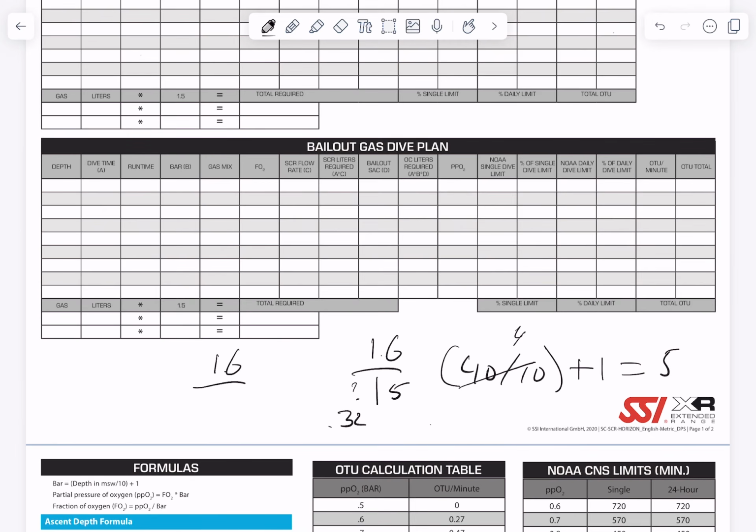So we have 1.6, 2.2. Let's see what the answer is. So 1.6 divided by 2.2 is 72. Perfect. So now we know. But as we know, we can't use 72 because that's directly coming out of the cylinder.